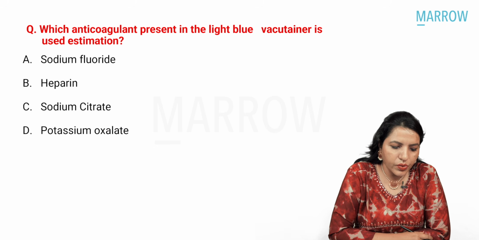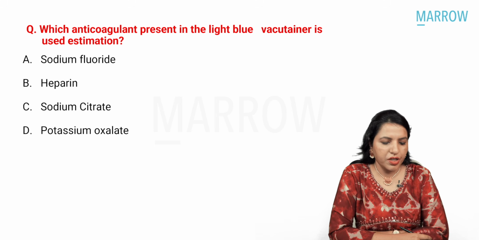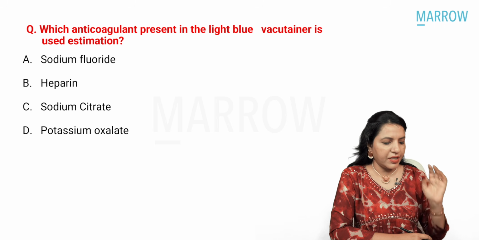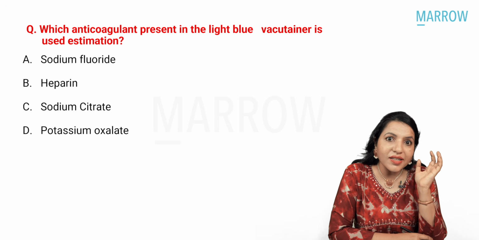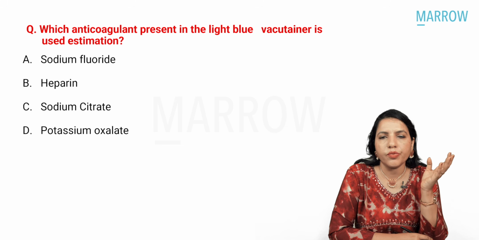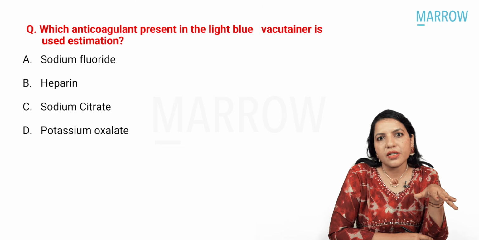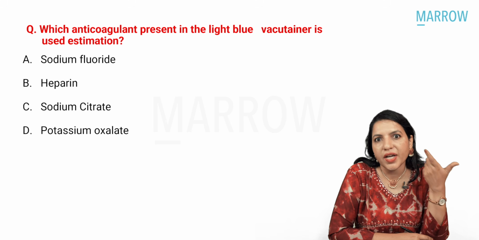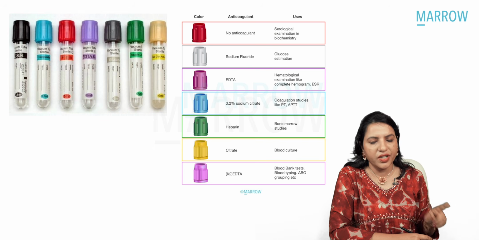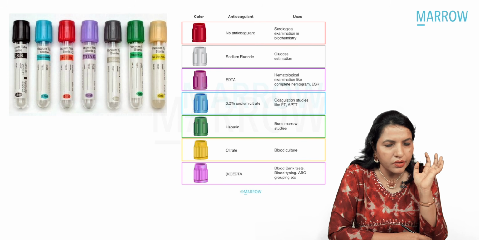So going to the last question: which anticoagulant is present in the light blue Vacutainer used for estimation? Sodium fluoride, heparin, sodium citrate, or potassium oxalate. The color coding of these Vacutainers or collection tubes is very important and very commonly asked in the exam. This topic in detail is covered in the pathology session, which is why I have not covered it in biochemistry. So I will just give you the different color coding for revising. You all know the color coding.